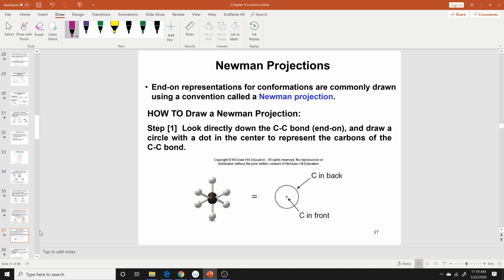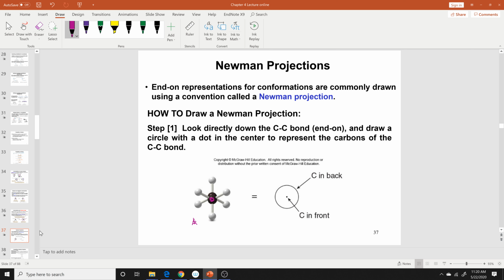To represent this on paper, we simply draw a Newman projection to represent the staggered and the eclipse conformation. So what we have here is the staggered conformation. With the staggered conformation, what I'm saying is this carbon is in front. So this is my carbon being in front. If I am looking here at this axis, then I'm going to see this carbon in front and I'm going to see the carbon at the back.